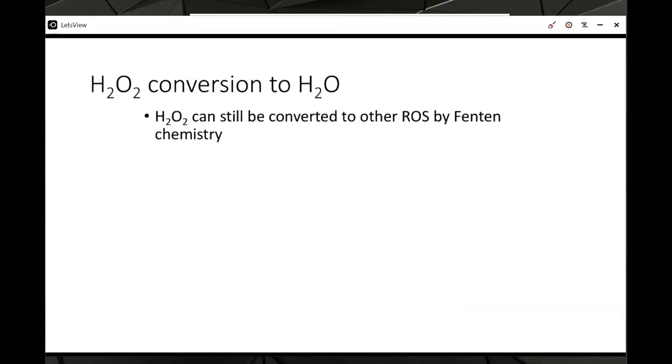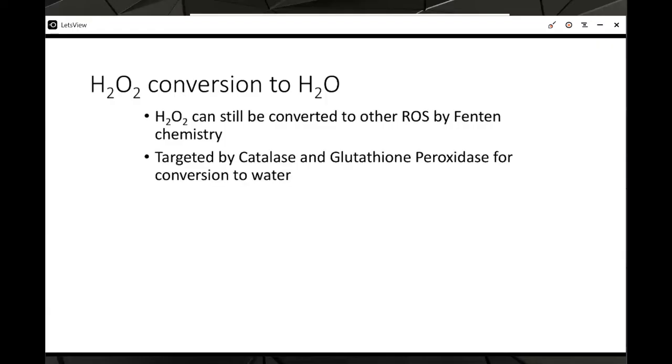Of course, we have to be careful with hydrogen peroxide. We don't want it to be at too high a level for Fenton chemistry to occur. So hydrogen peroxide has to be converted to other, safer molecules. That's why hydrogen peroxide is targeted by catalase and glutathione peroxidase, to convert it to water. So the idea is that your body's defense allows catalase and glutathione peroxidase to act before any type of Fenton chemistry can occur.